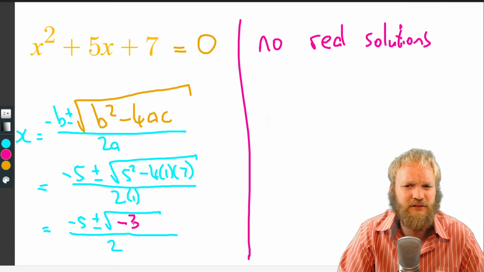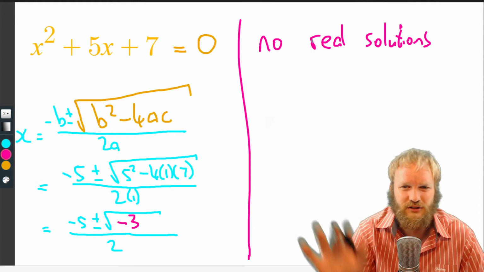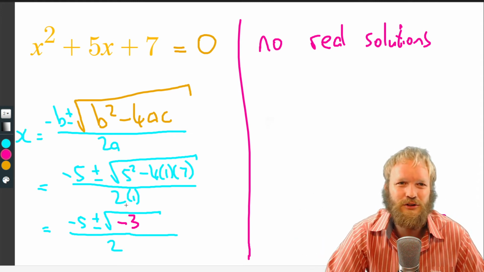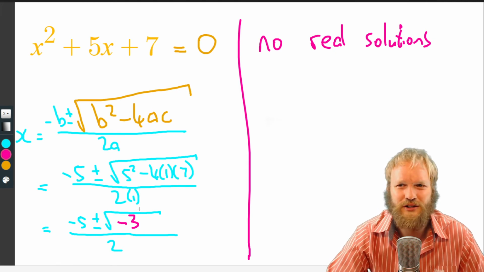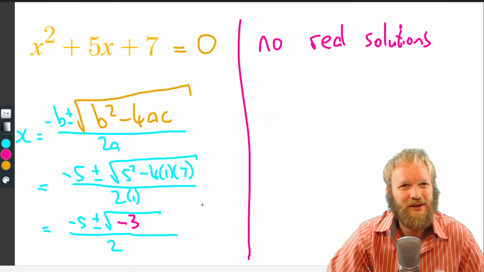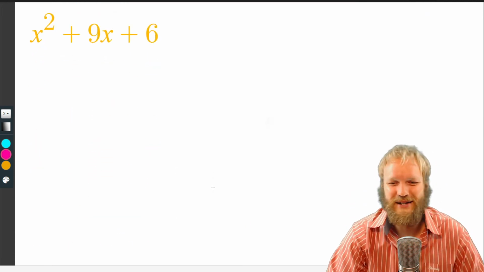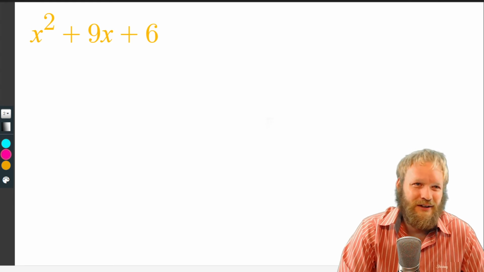Okay, so we had a negative number here. No real solutions. Real, because in the imaginary and complex world there are solutions, but there are no real solutions here. Okay, ready for the last example. By now you must be like, ooh, come on. Okay, so x squared plus 9x plus 6 equals 0.